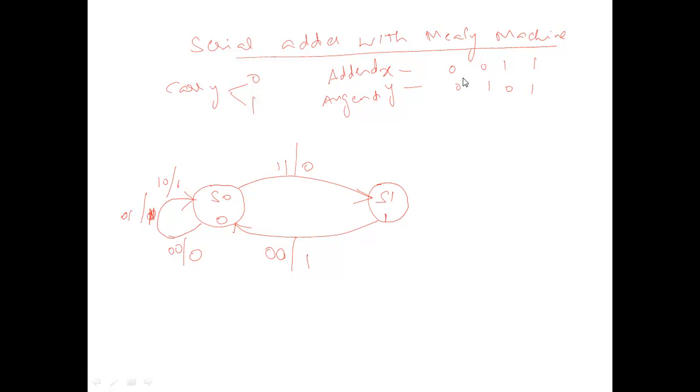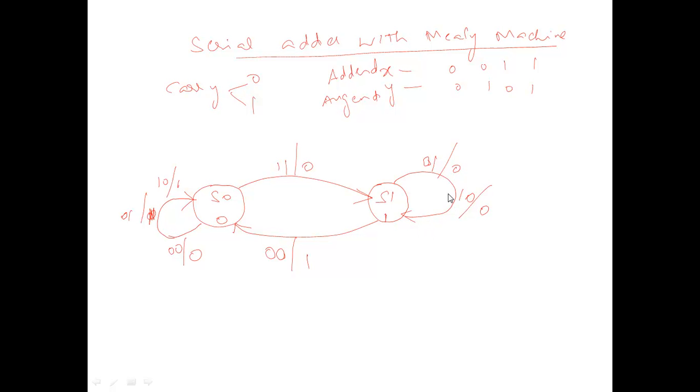Now the next combination, 0, 1. 0 plus 1 is 1, already carry is 1. So 1 plus 1 is 1, 0. So sum is 0, carry is 1. So if 0, 1 is coming, then sum will be 0 and it remains in the same state because carry is 1. Similarly, if the input combination 1, 0 appears, then again 1 plus 0 is 1, 1 plus 1 is 1, 0, sum will be 0 and carry will be 1, it remains in the same state.